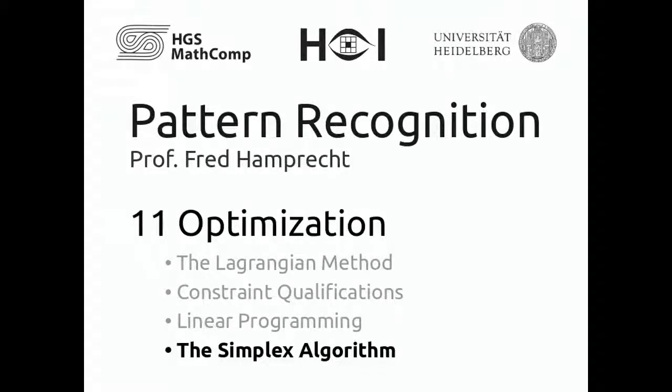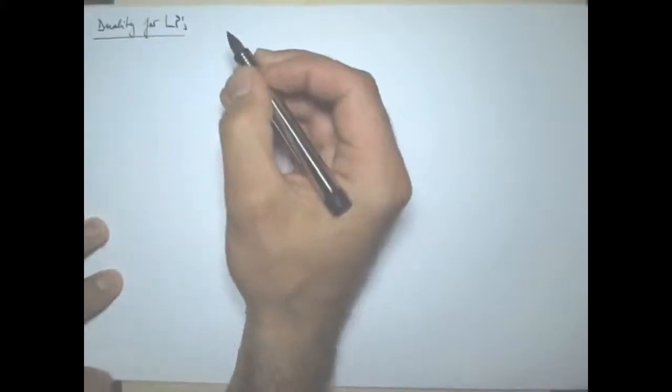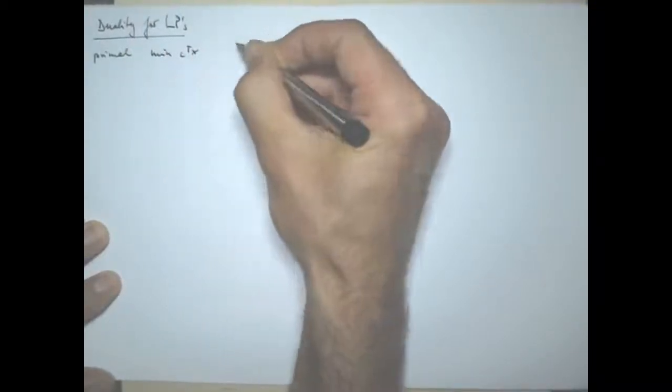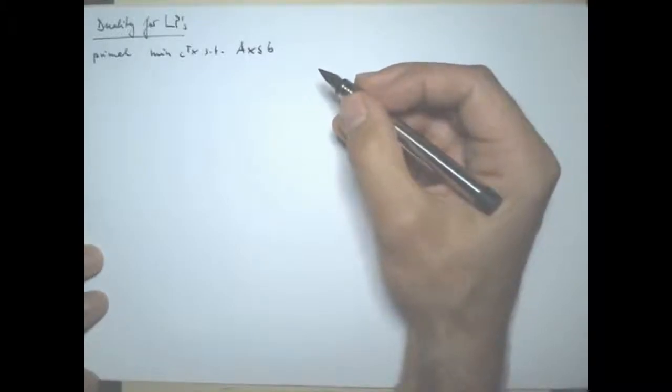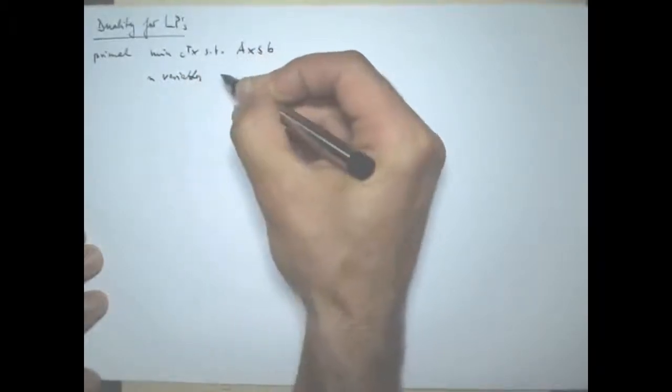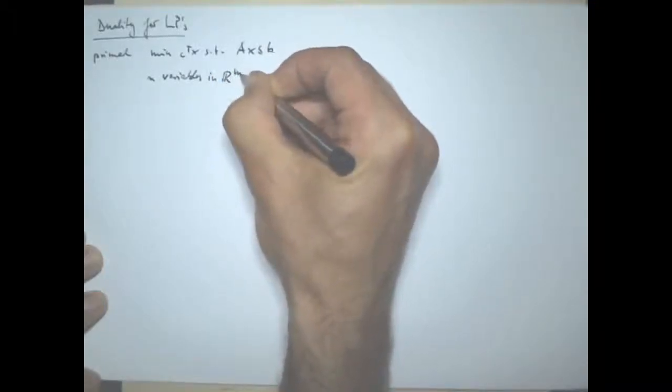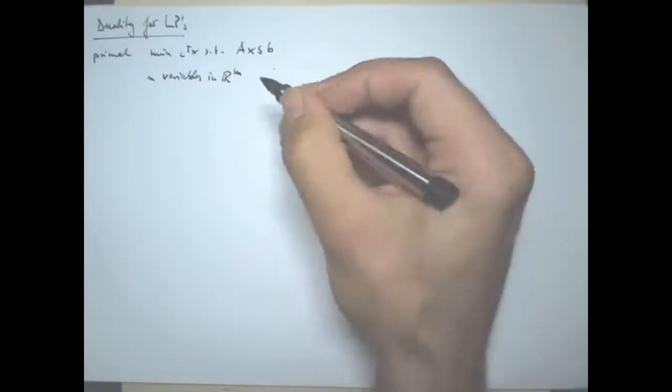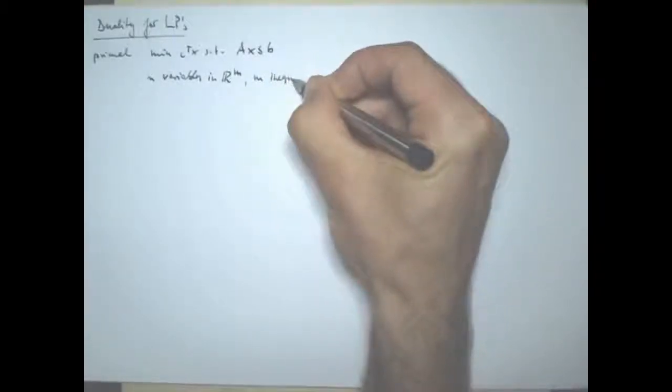So before giving the actual simplex algorithm, I want to revisit duality, but this time specifically for linear programs. So in the primal domain, we want to minimize C transpose X subject to the inequality constraints. And here we have n variables that live in an m-dimensional space. And we have m inequality constraints.